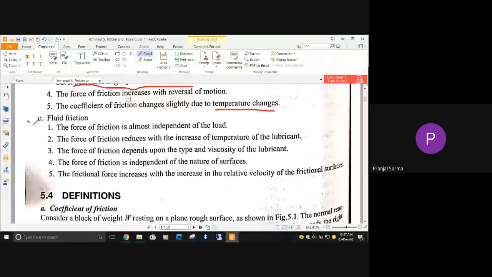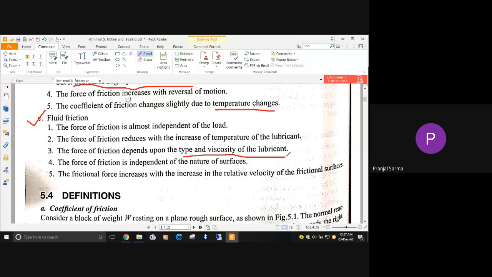Next, if we discuss fluid friction, or thick film friction, the force of friction is almost independent of the load. The force of friction reduces with the increase of temperature of the lubricant, because whenever we are talking about fluid friction, we are discussing a thick film of lubricant which is separating both the contacting surfaces. And similarly, the force of friction depends upon the type and viscosity of the lubricant.